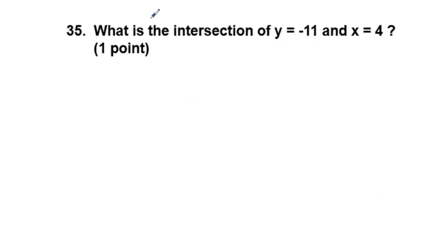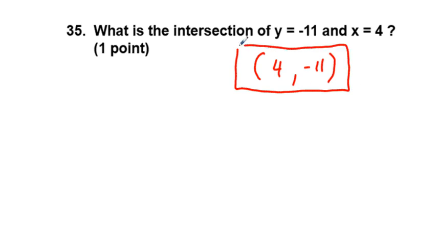Next will be our last problem. What is the intersection of y equals negative 11 and x equals 4? That's going to be the ordered pair of x equals 4 and y equals negative 11. We need to have 5 components for this to get this thing correct. We need an opening parenthesis and a closing parenthesis. Those are 2 components. We need a comma separating the 2 digits. We need the digits to be right.